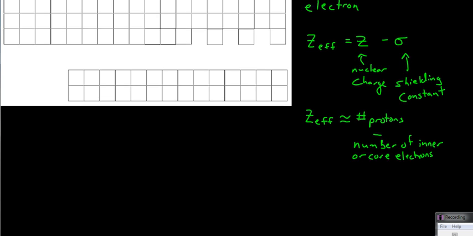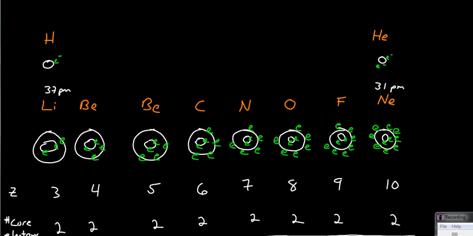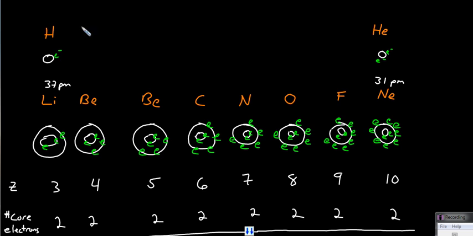So let's draw this out. Take a look at hydrogen. It has one proton and one electron. So you can calculate Zeff as Z minus the number of inner or core electrons. Z, the number of protons, is 1 for hydrogen, and the number of core electrons between this one electron and the nucleus is 0. And so the effective nuclear charge for it is 1.